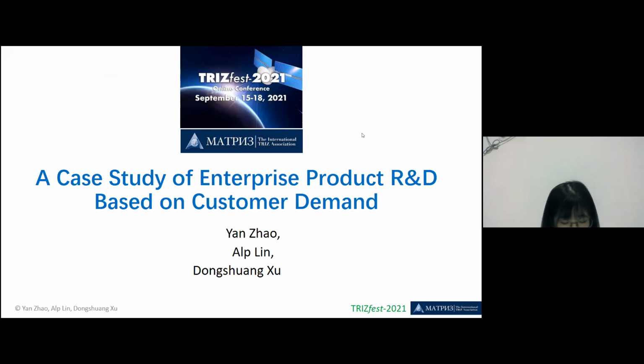So I am the translator of Zhao, and I'd like to introduce our paper to you all today. I will talk about a case study of enterprise product R&D based on customer demand. While promoting and practicing TRIZ in enterprises, we found that there are 2 questions enterprises pay attention to. The first is the new product R&D, and the second is the breakthroughs on core technologies. In terms of product R&D, we find that we should pay attention to customers' demand. We have to meet their demand.